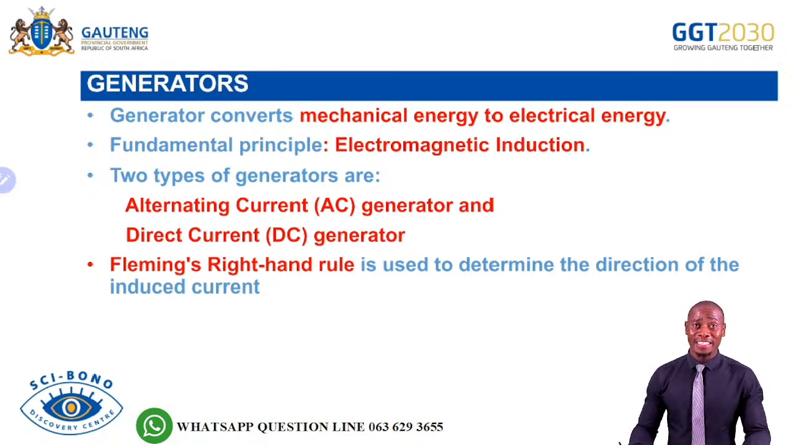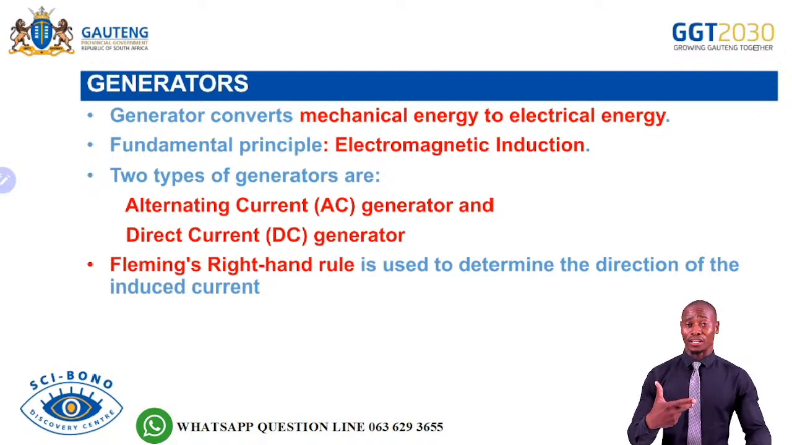So to find the direction of the induced current, we use Fleming's right hand rule. So you use your right hand. How many fingers do we use there? There are 3. Your thumb is always in the direction of the force, whether the coil will move up or down.